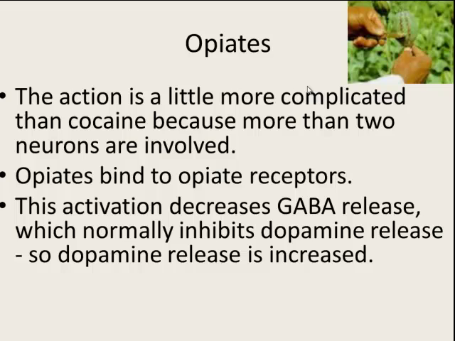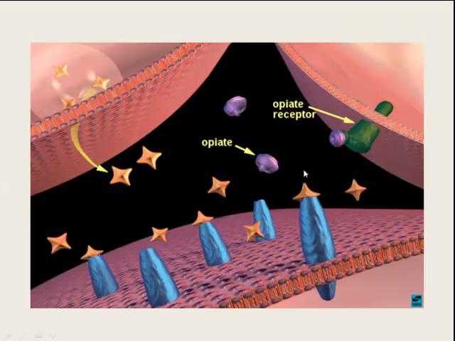Opiates bind to opiate receptors. This activation decreases another neurotransmitter activity known as GABA. GABA normally inhibits dopamine, so dopamine release is increased. Opiates affect other areas of the brain, but it decreases GABA, which increases dopamine, because GABA normally is acting as an inhibitor to dopamine. Inhibit the inhibitor. That's how it works. And this is just a cool image I found online showing opiate receptors.